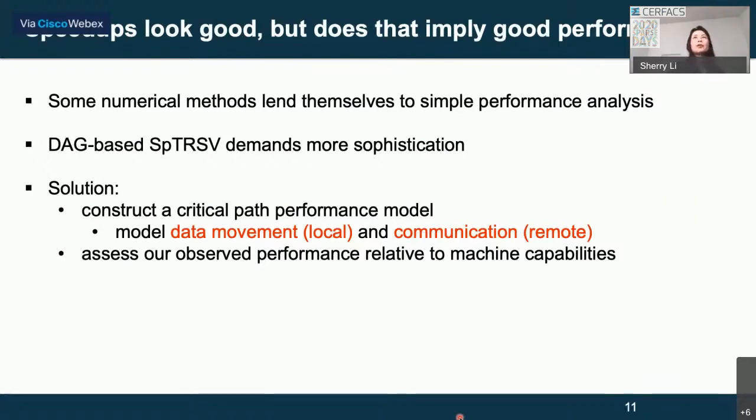So we get a good performance. Now the question is, where do we want to continue to optimize? What's the limit? So that's what we're trying to do using the performance model.